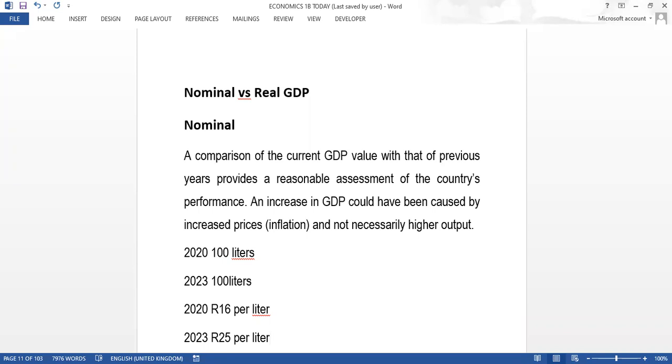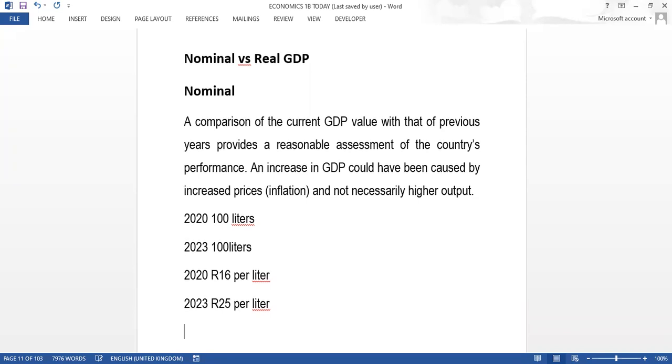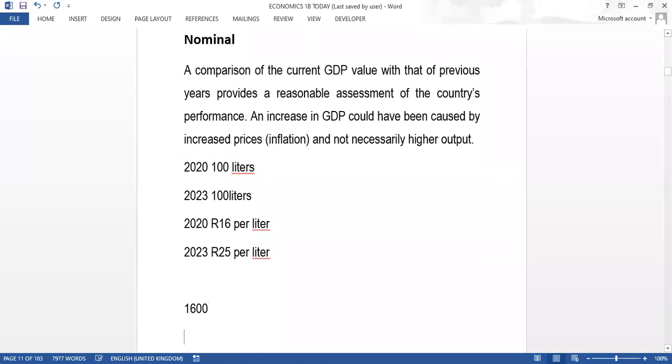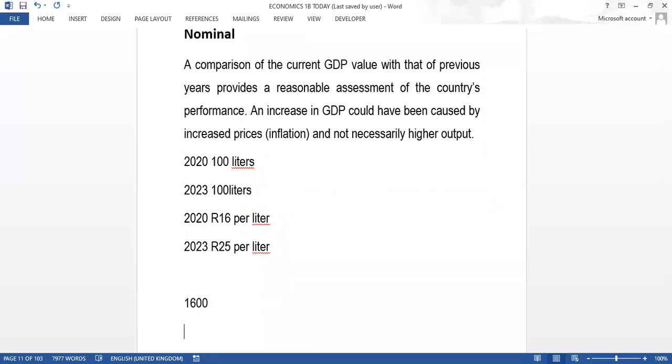If you were to calculate gross domestic product without considering the differences in pricing, the total value produced in 2020 would be 100 times 16 rand per liter, which gives you something like 1,600. You just assume that it's in millions. That will be the gross domestic product for 2020, assuming that is the only production happening. And for 2023, we multiply the same 100 liters by 25 rand per liter. That would give us something like 2,500.